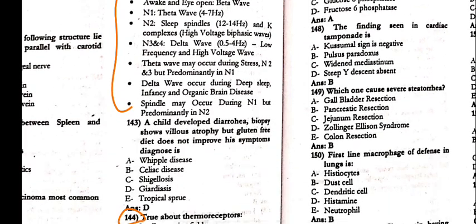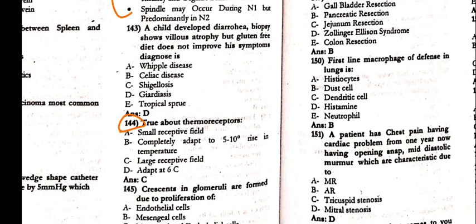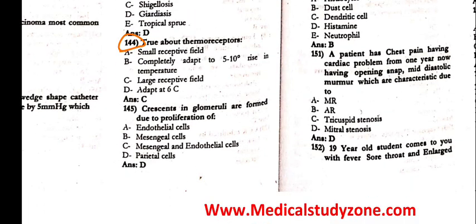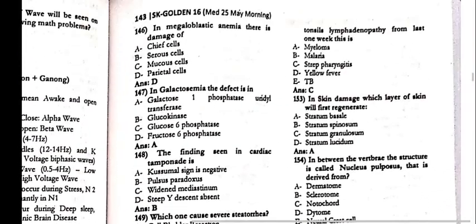Next, 143. The child developed diarrhea. Biopsy shows villous atrophy, but a gluten-free diet does not improve his symptoms. Diagnosis would be giardiasis. 144. The true statement about chemoreceptors is the large receptive field. 145. The crescents in the glomeruli are formed with the proliferation of the parietal cells. Next, 146. In megaloblastic anemia, there is damage of the parietal cells.